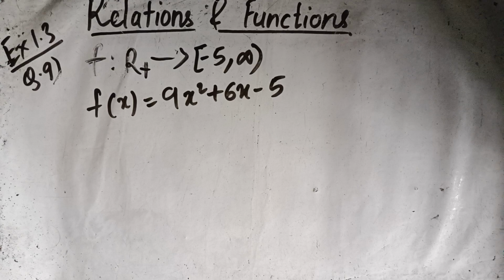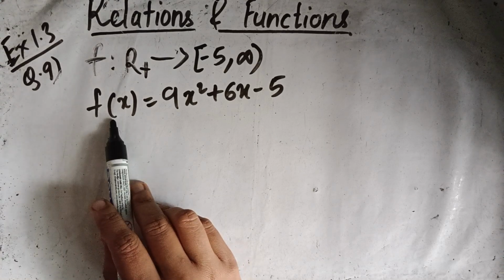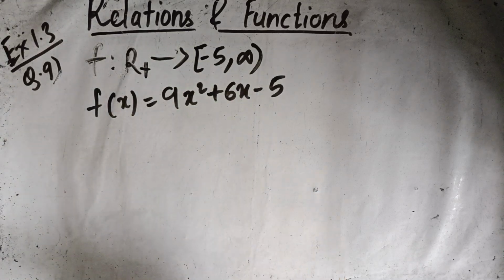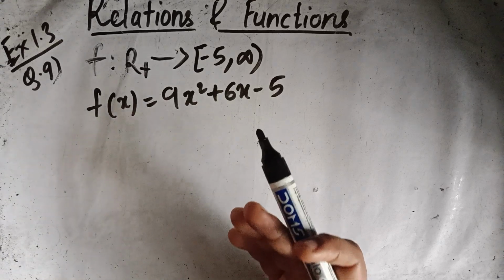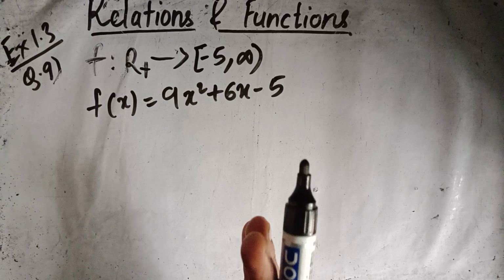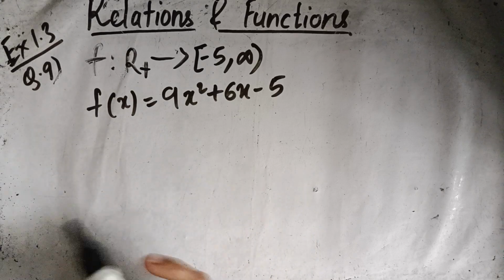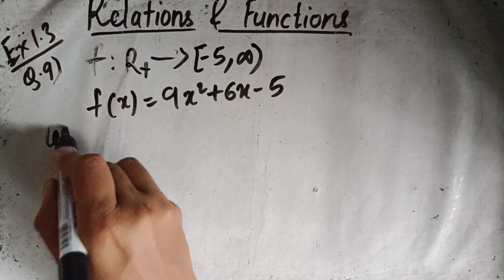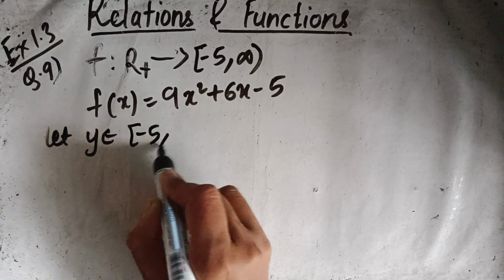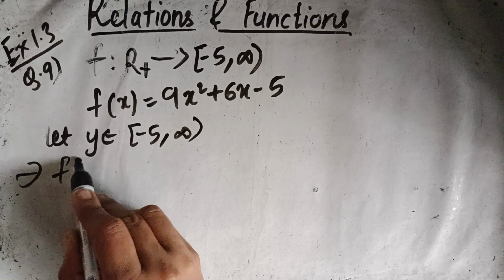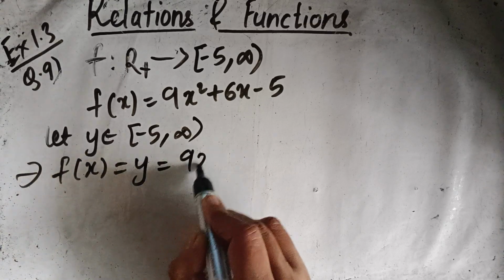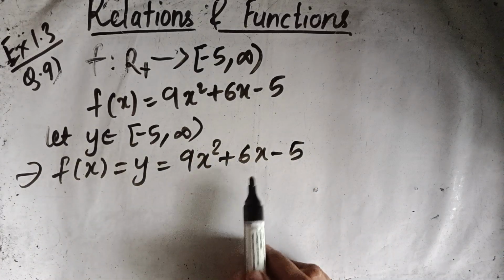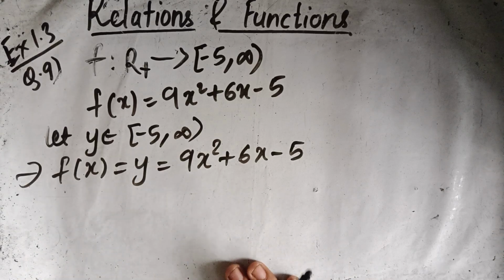Now, for f to be invertible, you have to first find out your g of y, from minus 5 to infinity to R plus, and then compute both g composite f and f composite g. If they are identity, then we can go forward, that is, f is invertible. So let's say some y belongs to [minus 5, infinity) such that f of x is equal to y, and this is equal to 9x square plus 6x minus 5. We have done one problem of this kind in the examples.